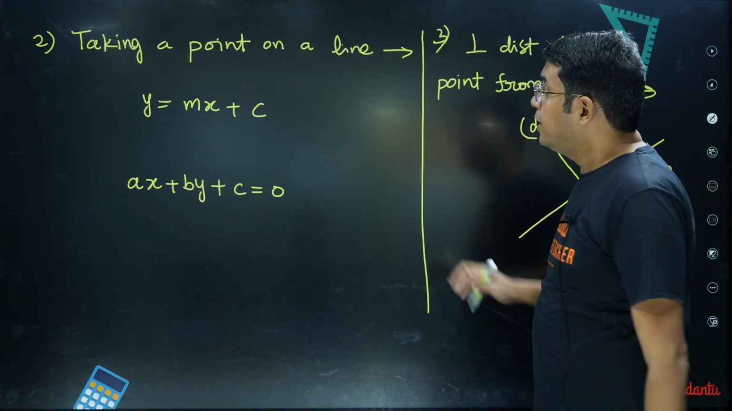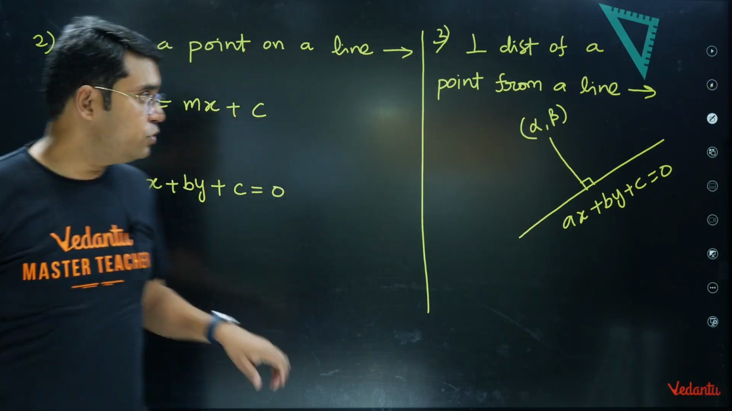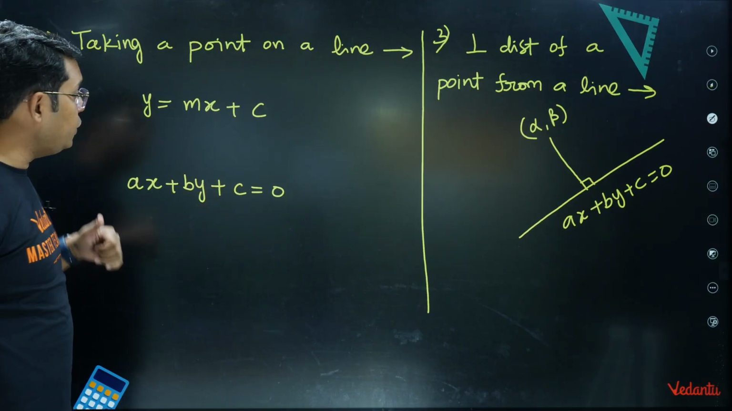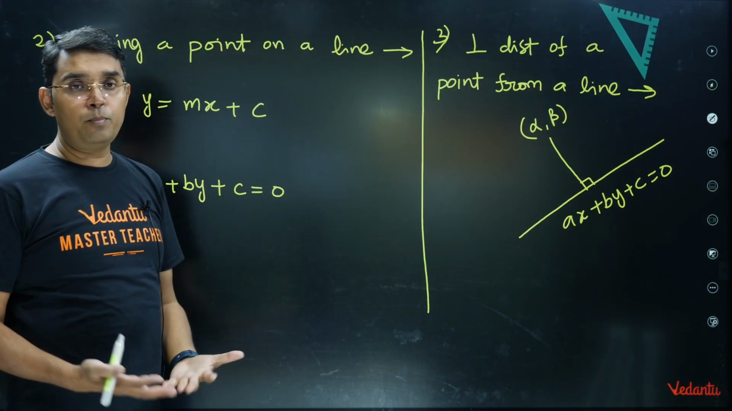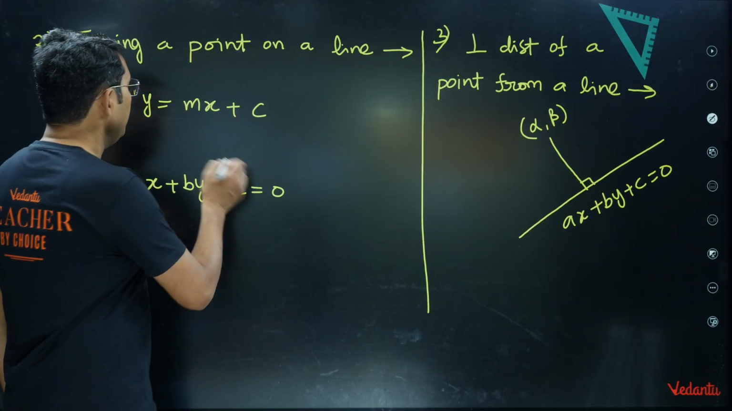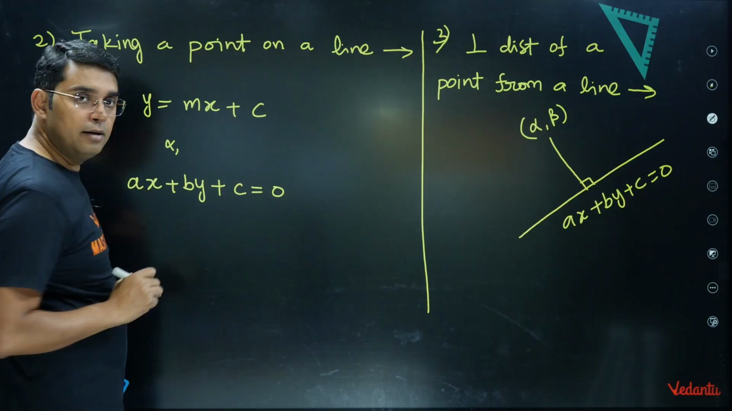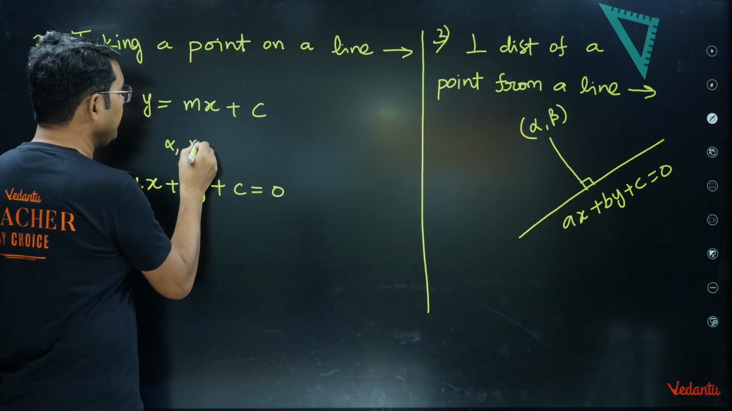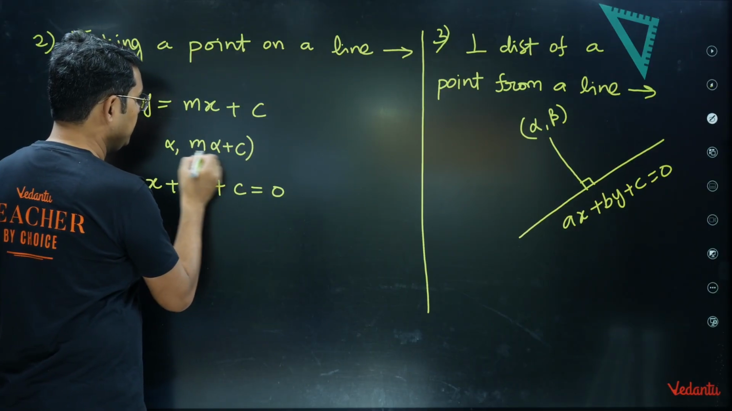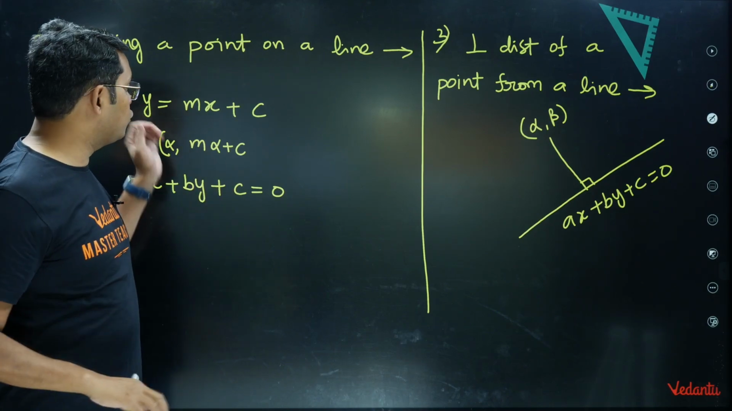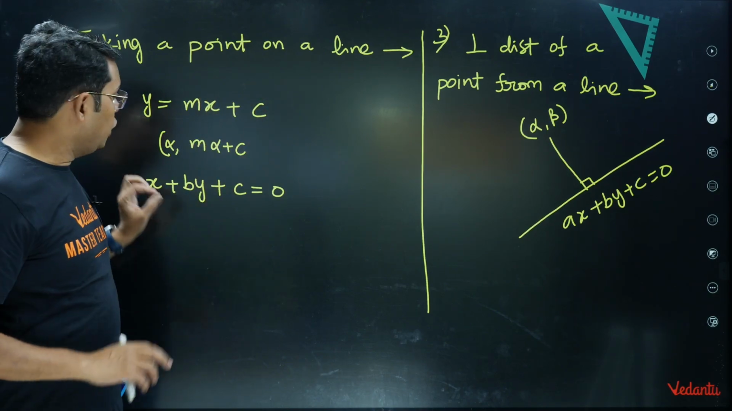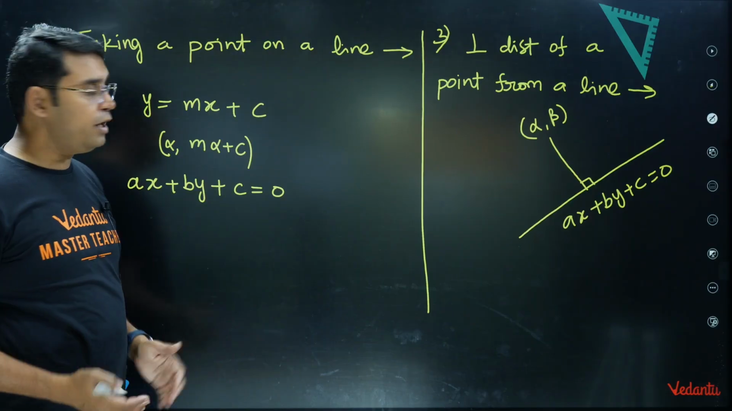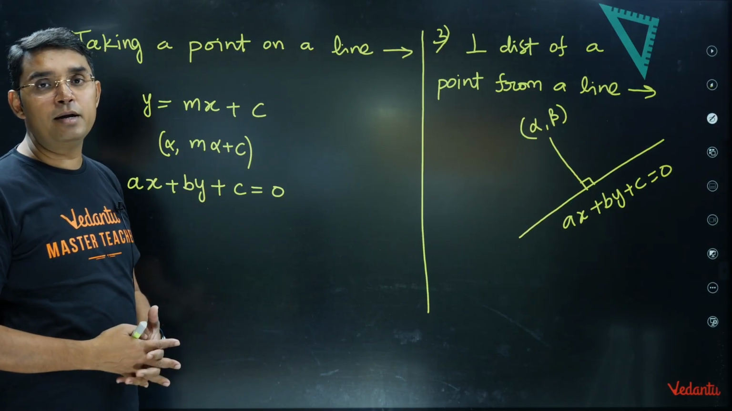Now the second thing, taking a point on a line. Suppose you are given a line like y is equal to mx plus c or ax plus by plus c equal to 0, and you are supposed to take some unknown point on that line. How will you take it? You can take the x coordinate as alpha, but because that point will lie on this line, the y coordinate can be taken directly as m alpha plus c. Here m and c, slope and y-intercept, will be known. So only one unknown is there, that is alpha. You just have to solve for alpha and you will be able to get your point completely.